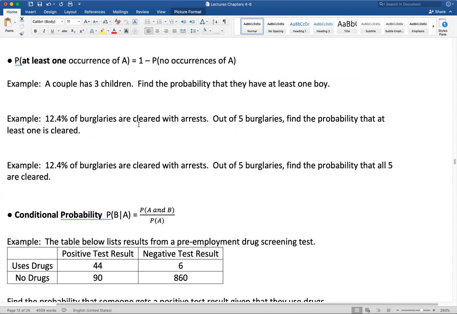So P of at least one occurrence of A is equal to 1 minus P of no occurrences of A. Yep, now that makes sense. At least one occurrence means one or more, right? So then we're gonna subtract the probability of no occurrences of A from 1. Okay. Now look at the example.